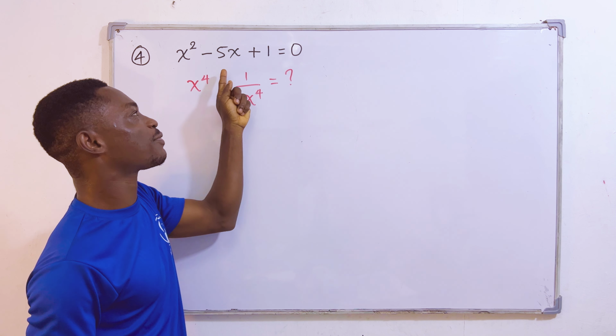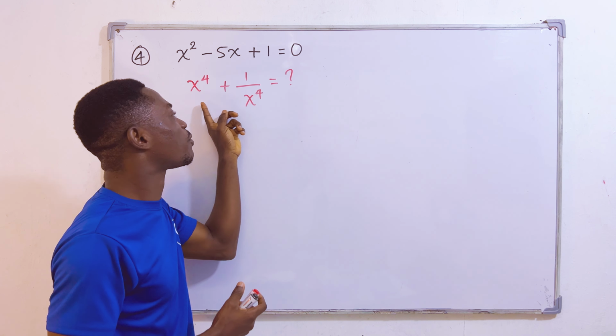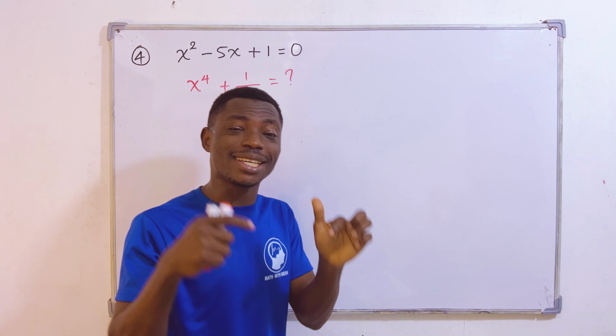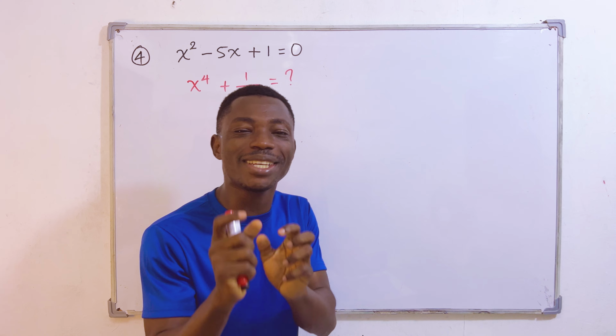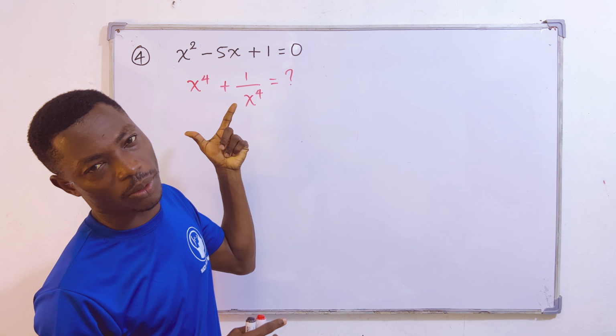If x squared minus 5x plus 1 is equal to 0, what is the value of x to the fourth power plus 1 over x to the fourth power? Now, at this level, let me say this, using the quadratic formula is not allowed. So how do we do this without a quadratic formula?